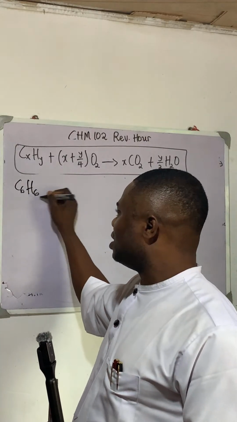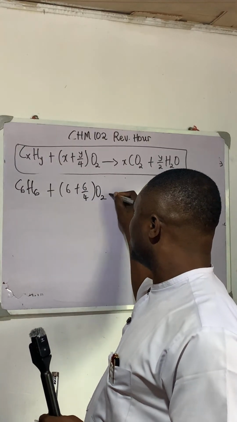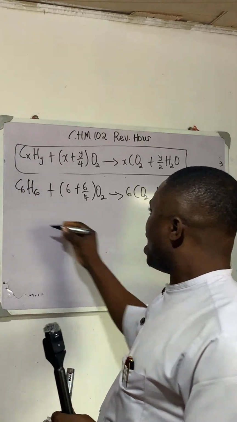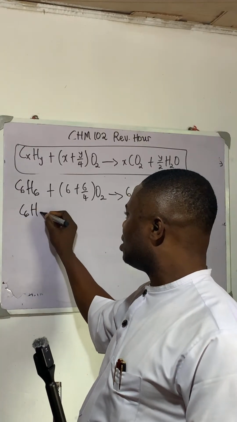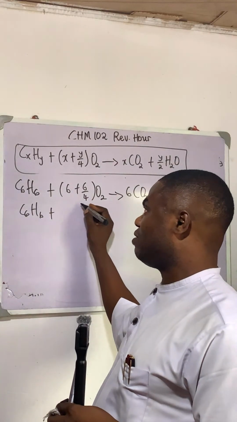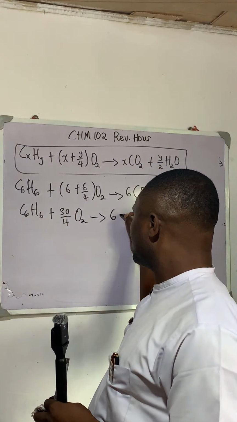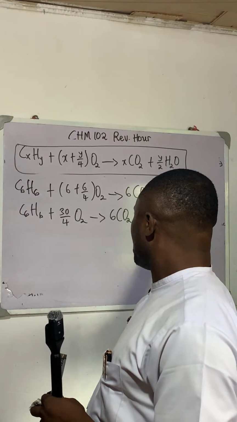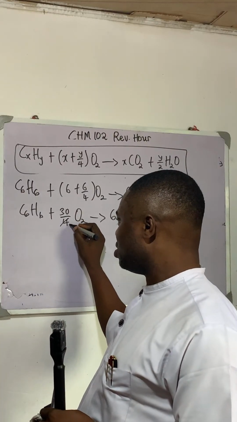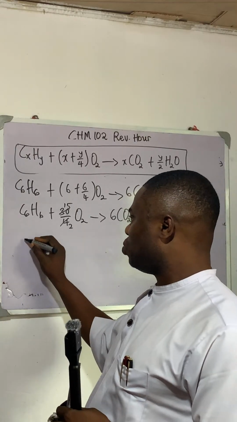So C6H6 plus, definitely, 6 plus 6 over 4 of oxygen, giving you 6CO2 plus 6 over 2 H2O. And everything here will give you C6H6 plus 4 times 6, 24. 24 plus 6 should be 30 over 4 of oxygen, giving you 6CO2 plus 3H2O. 30 divided by 4 should be 15 over 2. So 15 over 2.